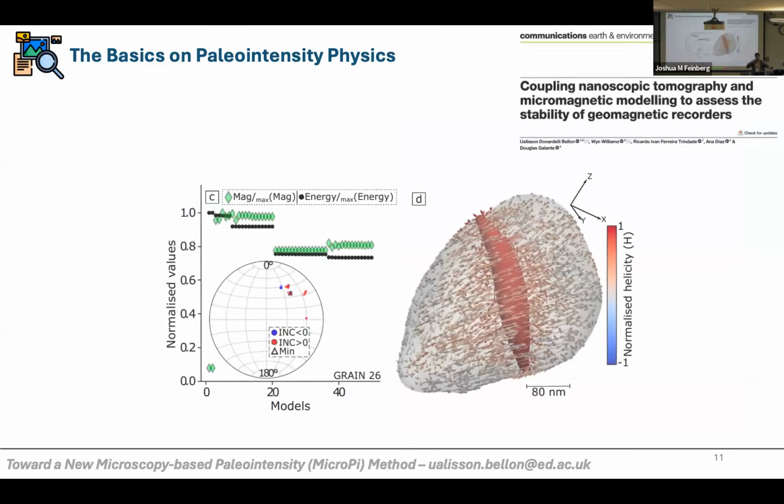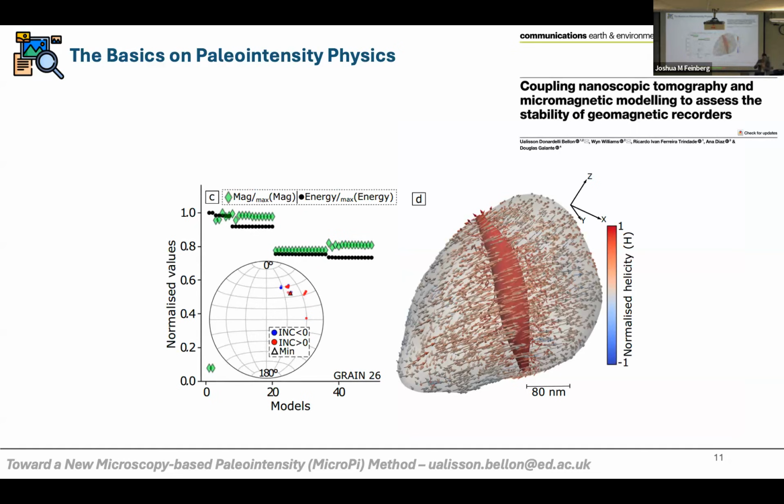So the thing about vortex state particles is that we now have an understanding that most of the natural record related to igneous rocks is related to vortex state particles, because single domain particles are just a tiny, tiny fraction of the general behavior that we actually see.